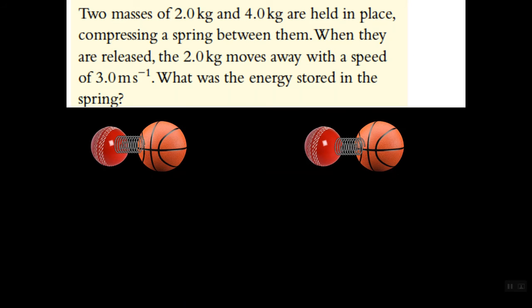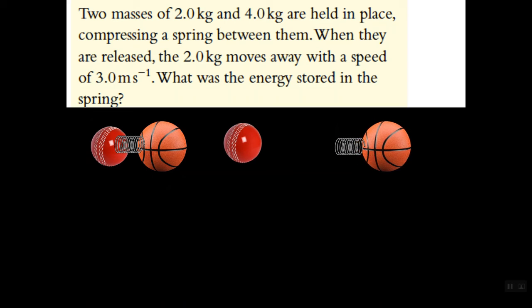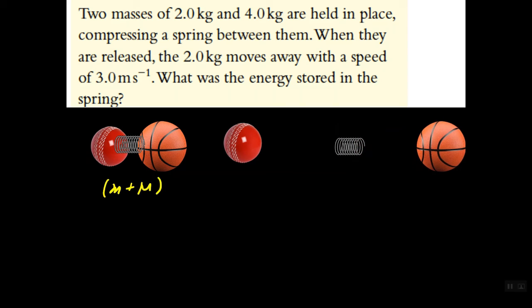Two masses of 2 kg and 4 kg are held in place, compressing a spring between them. When they are released, the 2 kg moves away with a speed of 3 meters per second. What was the energy stored in the spring? Initially, smaller mass plus larger mass, and it is stationary, so initial velocity equals 0. Mass of the small one, mass of the large one.